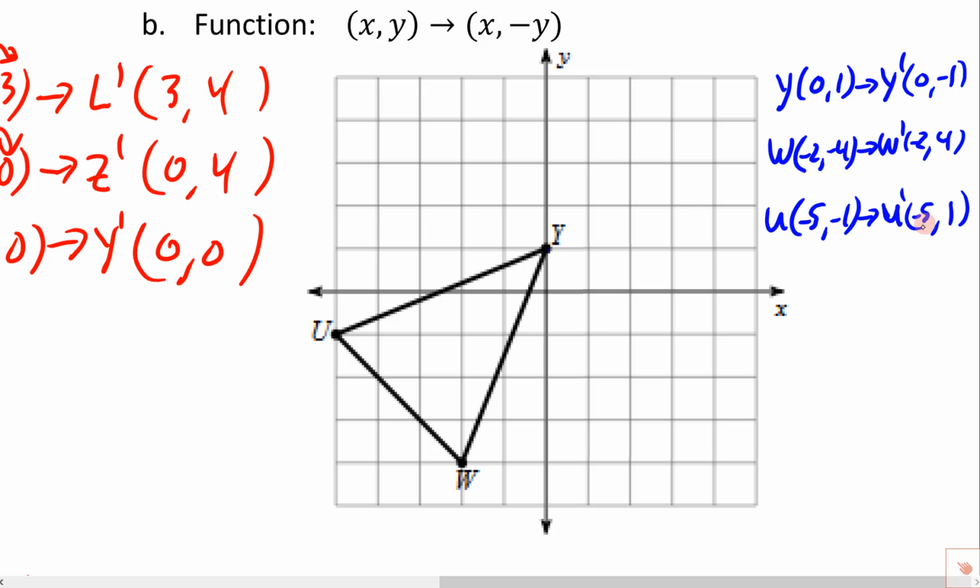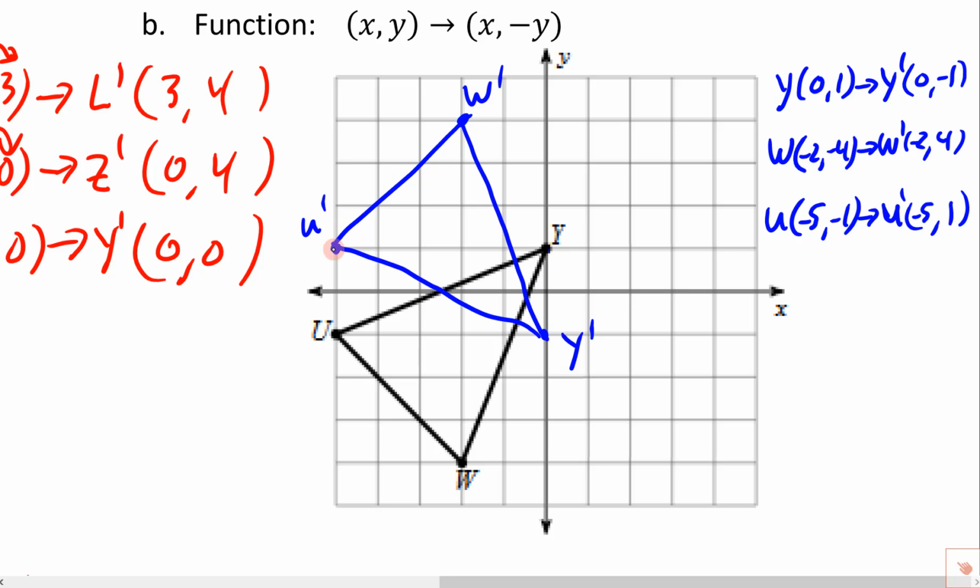So let's graph these. Let's go ahead and graph Y prime. Y prime is (0, -1), so we're down here. So this is going to be Y prime. W prime is (-2, 4). That means from the origin we're going to go back 2 and up 4. So that would put us right here. There's W prime. And then U prime would be (-5, 1), so back 5 and up 1. So this would be U prime. So let's draw that right there. And this gets a little bit tricky.